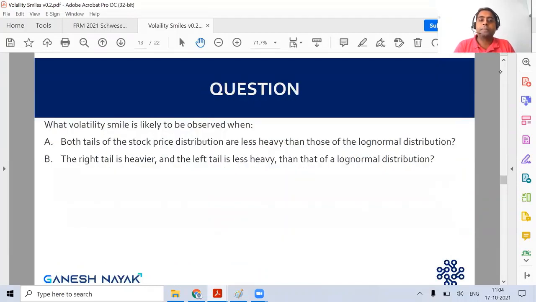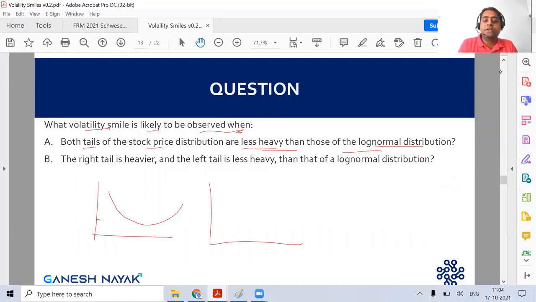Look at this question properly. What volatility smile is likely to be observed when both the tails of the stock distribution are less heavy than the lognormal? In the foreign currency, we saw that both the tails were heavier. So we saw a smile. But in this example, it is lighter. So it has to be the inverse of it. That means it should look like this. This is your A answer.